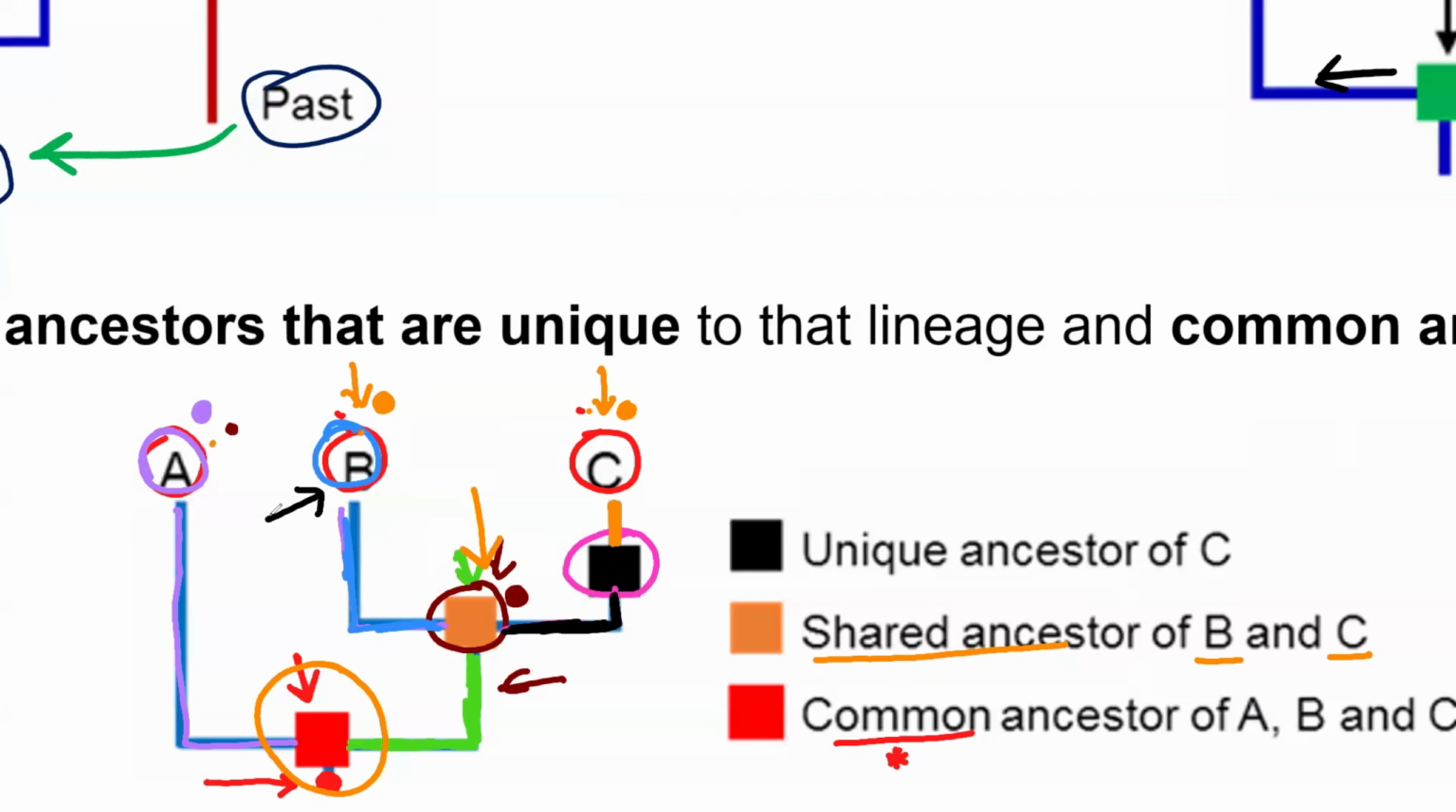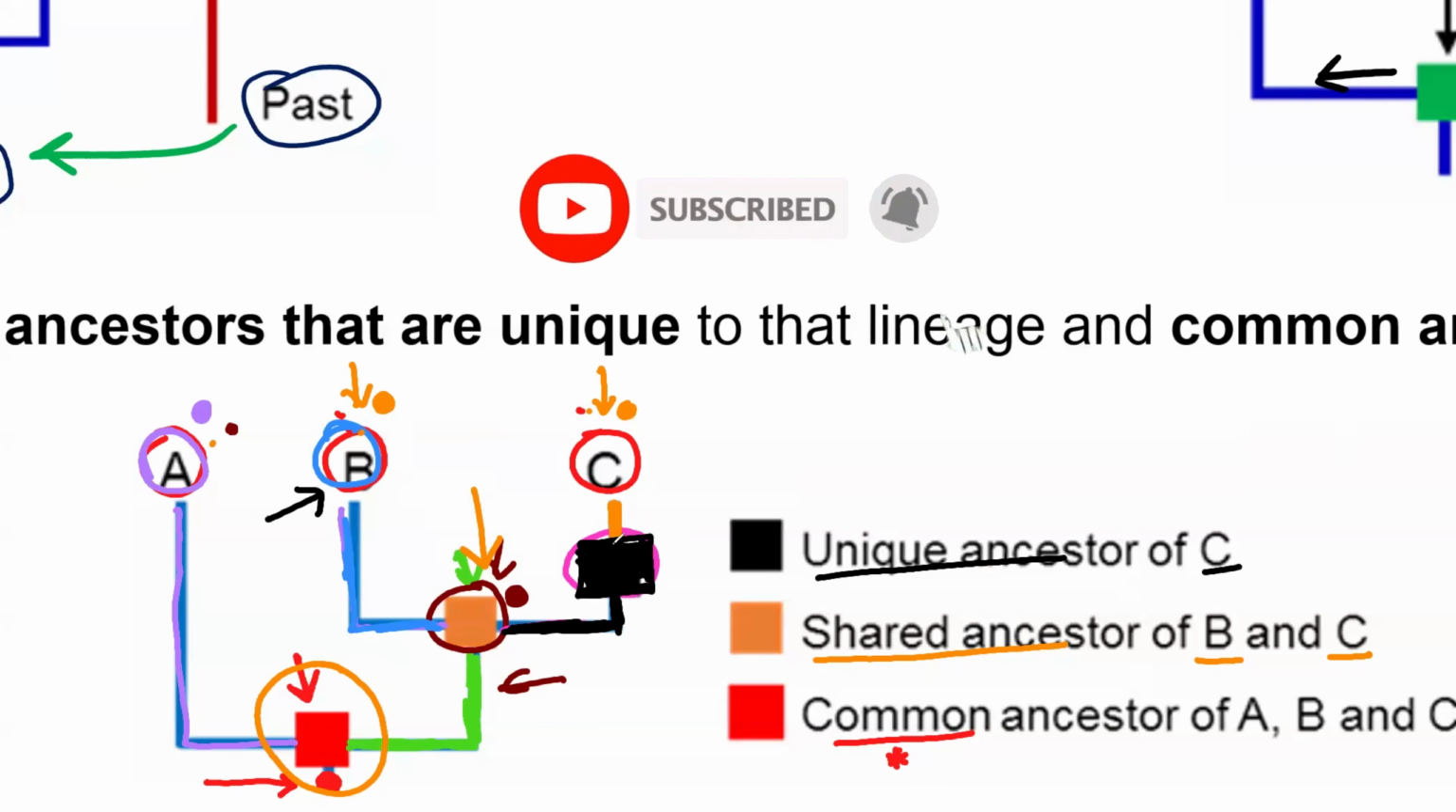But now when we proceed, we look at this black ancestor here. This black ancestor is only leading to the formation of C. You can see that this black ancestor, put at this position, is only associated with C alone. It's not associated with anything else. So this one is a unique ancestor of C. Why do we say it's a unique ancestor? Because this ancestor is not shared by anyone else. You can see that C is the only descendant coming from this ancestor. There is no other species that is linked to this black ancestor.